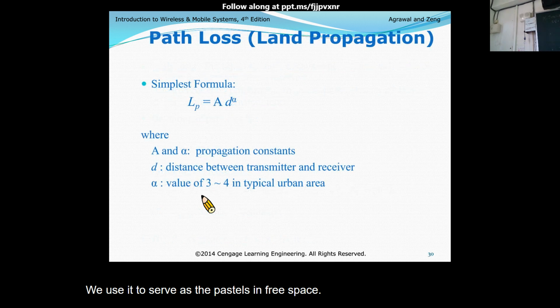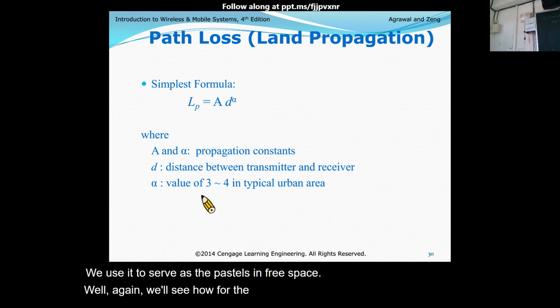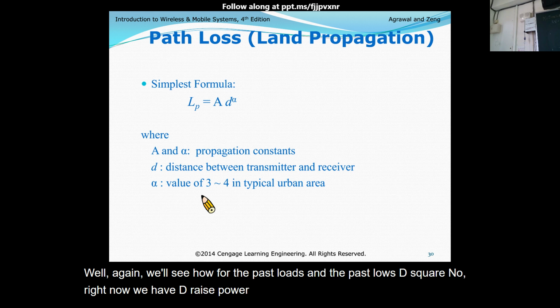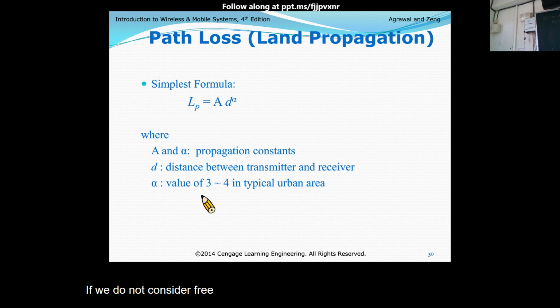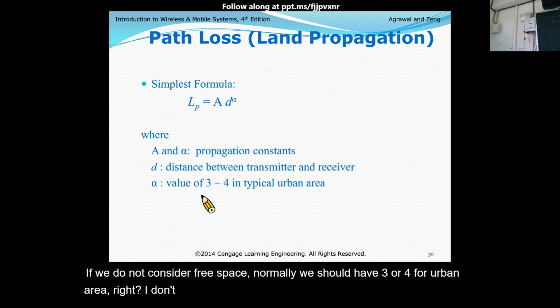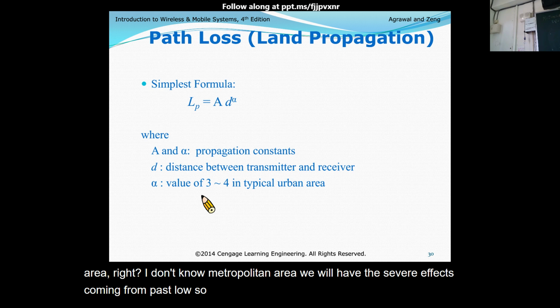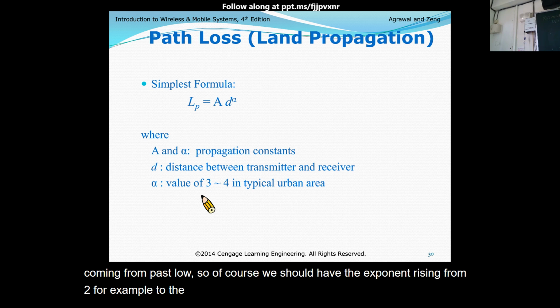Well, again, we still have the path loss. And path loss d squared, no, right now we have d raised to the power of alpha. And alpha actually is the propagation constant. And the value for alpha, if we do not consider free space, normally we should have 3 or 4 for urban area. In a metropolitan area, we will have severe effects coming from path loss. So of course, the exponent rises from 2, for example, to the current one, 3 or 4 for the typical urban area.